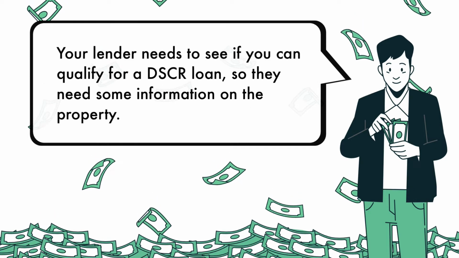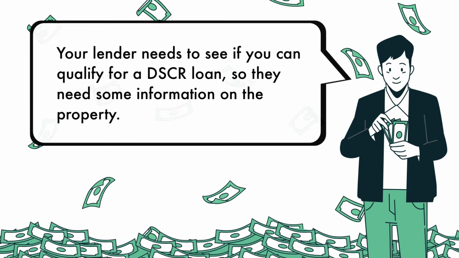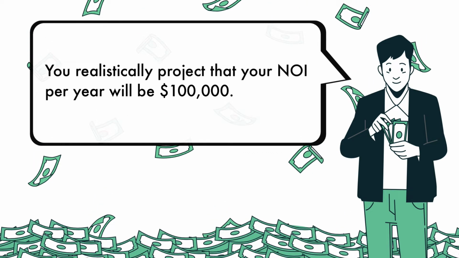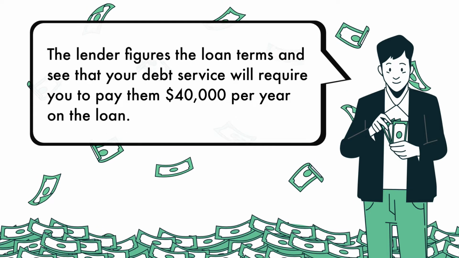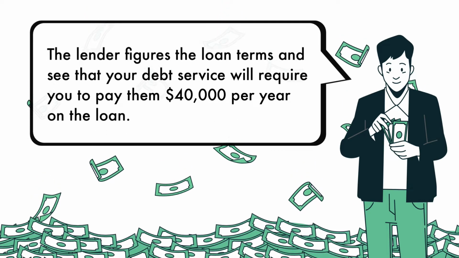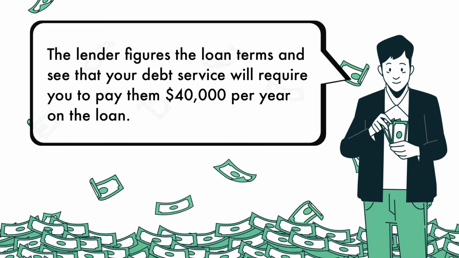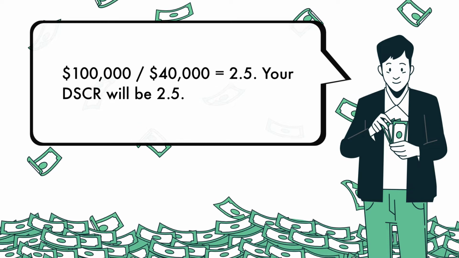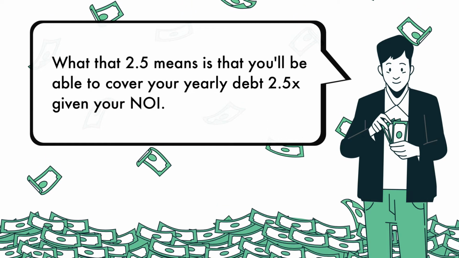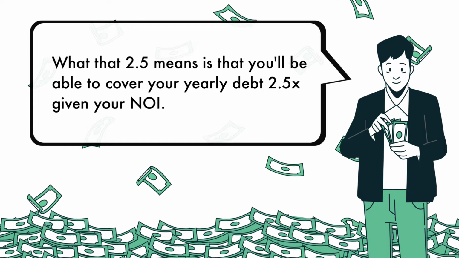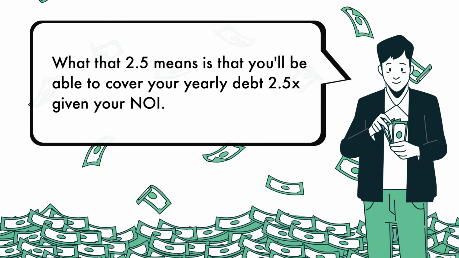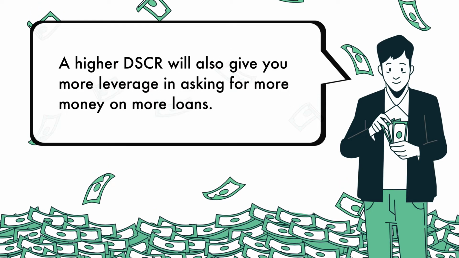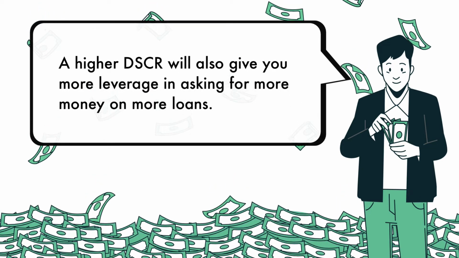Here's an example. Your lender needs to see if you can qualify for a DSCR loan, so they need some information on the property. You realistically project that your NOI per year will be $100,000. The lender figures the loan terms and sees that your debt service will require you to pay them $40,000 per year on the loan. $100,000 divided by $40,000 equals 2.5. Your DSCR will be 2.5. What that 2.5 means is that you'll be able to cover your yearly debt 2.5 times given your NOI. The higher the ratio, the more the lender feels safe giving you a loan. A higher DSCR will also give you more leverage in asking for more money on more loans.